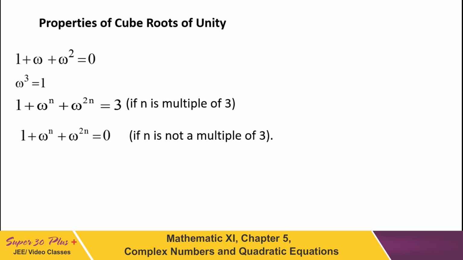As we know, the sum of all the roots is 0 and the product of the roots is 1. Also, 1 + ω^n + ω^2n is equal to 3, where n is a multiple of 3, because if n is a multiple of 3, then each term converts into 1. If n is not a multiple of 3, then what will happen? Then this is equivalent to 1 + ω + ω², and the value of this is 0.